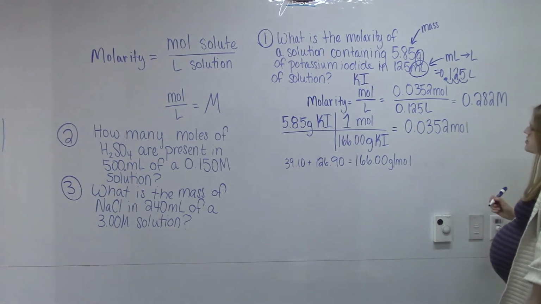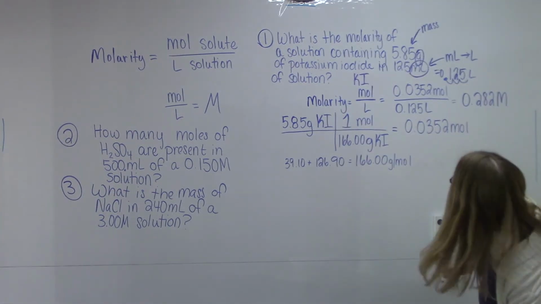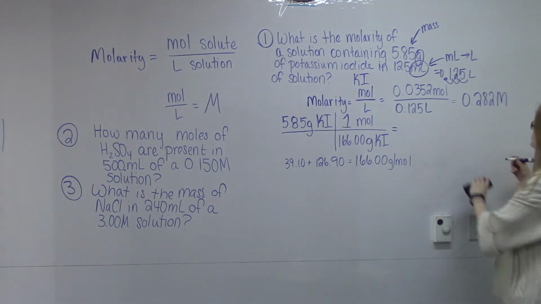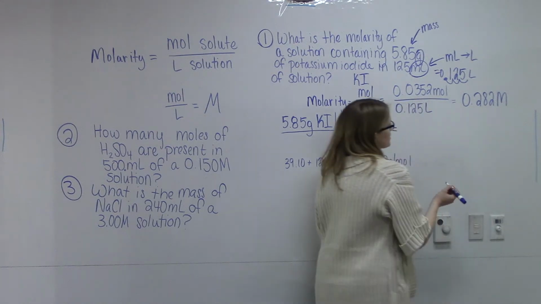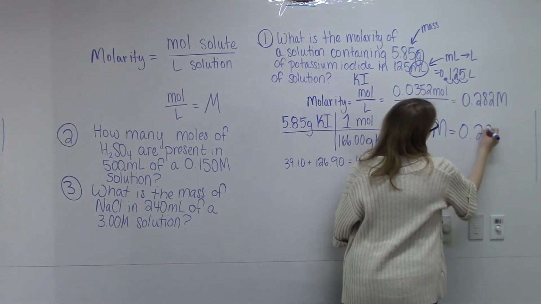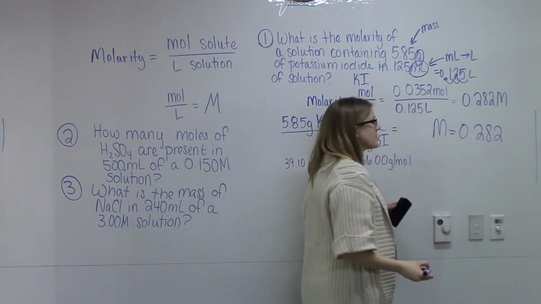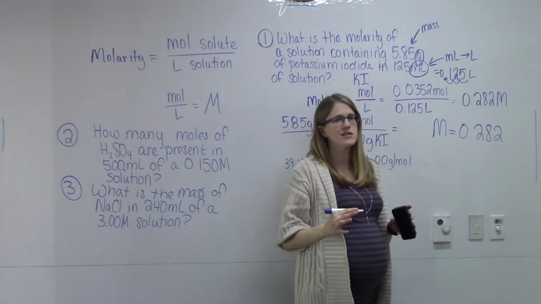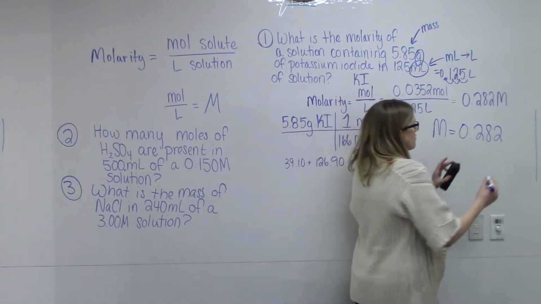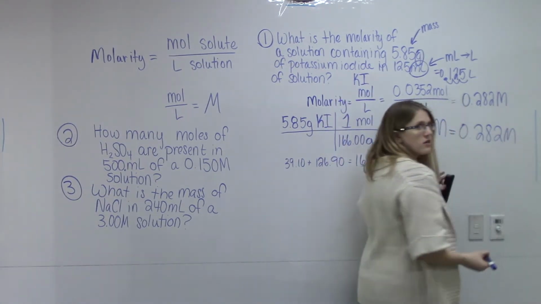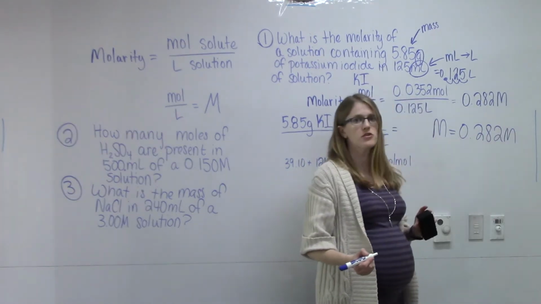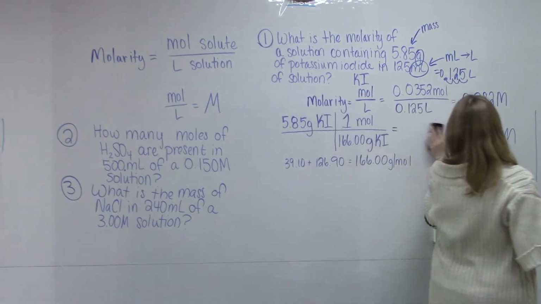Now, sometimes my students want to do this. Let me make some room. Sometimes my students want to say the answer is M equals 0.282. That's wrong. I mean, the units are wrong. Because you really should say the molarity equals 0.282 molar. That's what you should say. There should always be a capital M at the end of the number. So please, please, please watch that.